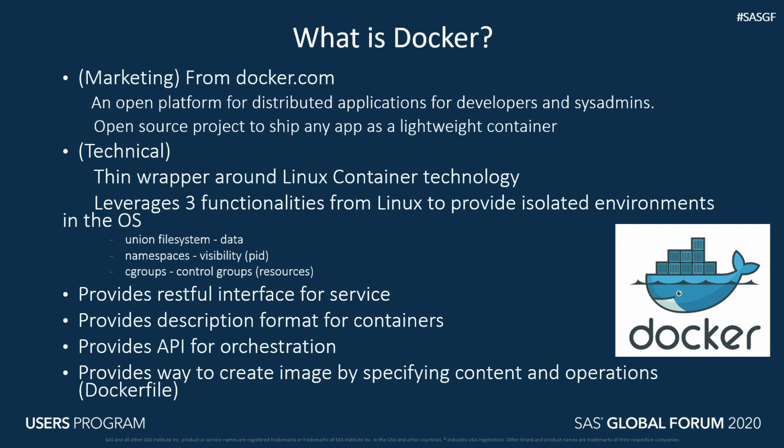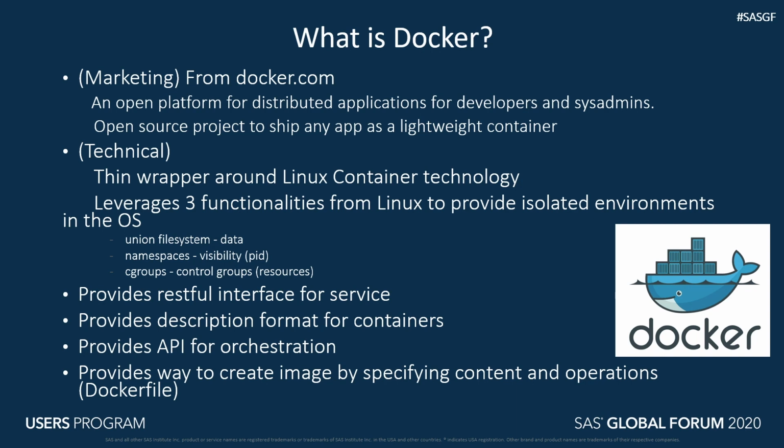Namespaces out there for visibility, cgroups for control groups. Again, the idea of what is happening here is that when Docker is installed on a system, it then is managing these resources to give the containers their own set of resources carved out from the rest of the operating system resources.